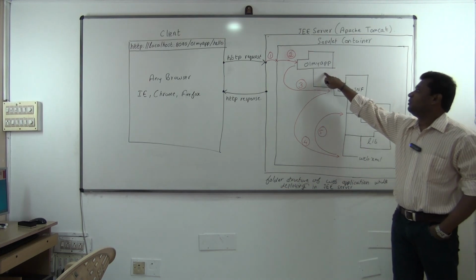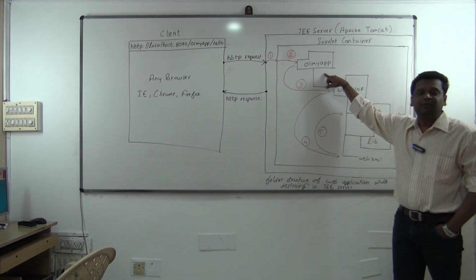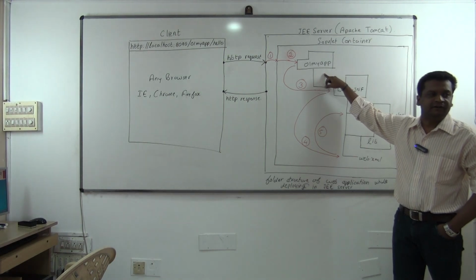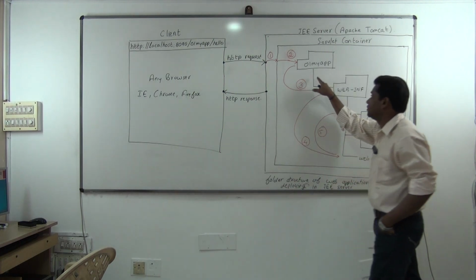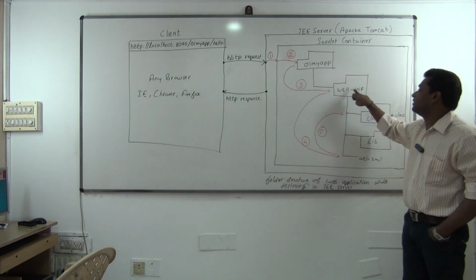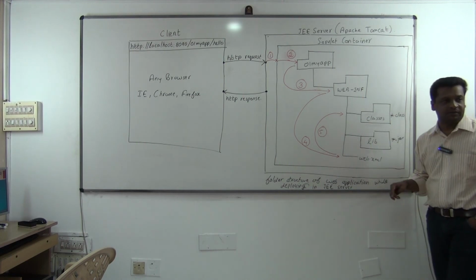Okay, so my web application name was called Zero on My App, and I told you while developing a web application, Sun has set the standard for developing web applications. All your web projects should follow what? This folder structure only. Zero on My App, and inside that you should have what? WEB-INF, classes, lib. This is the folder structure.